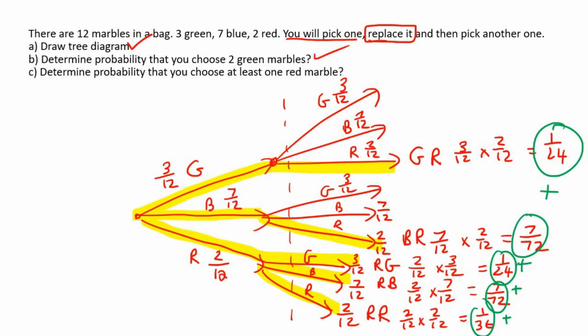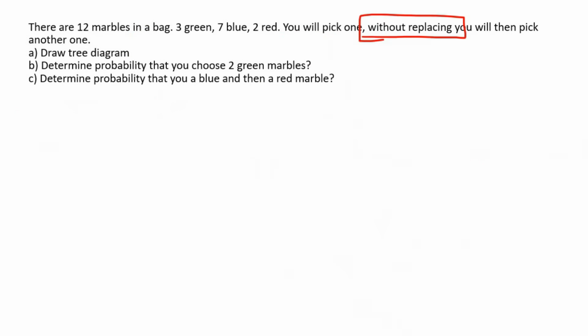So you're now just going to say 1 out of 24 plus 7 out of 72 plus 1 out of 24 plus 7 out of 72 plus 1 out of 36. Go ahead, type that all on the calculator, and we should get 11 out of 36. Last example. Well done for making it this far. This one's going to be quite interesting because we're going to say without replacing. Okay, there are 12 marbles. So the beginning part looks the same.